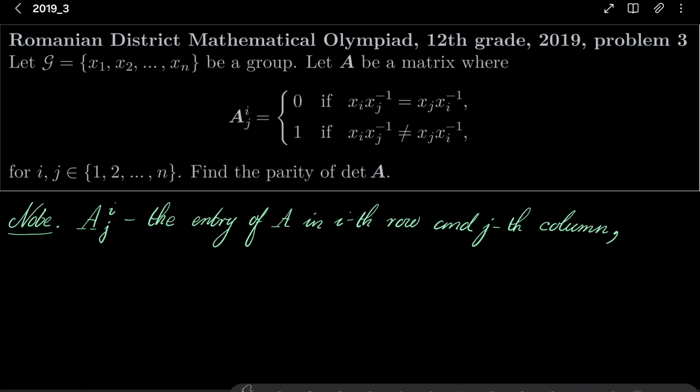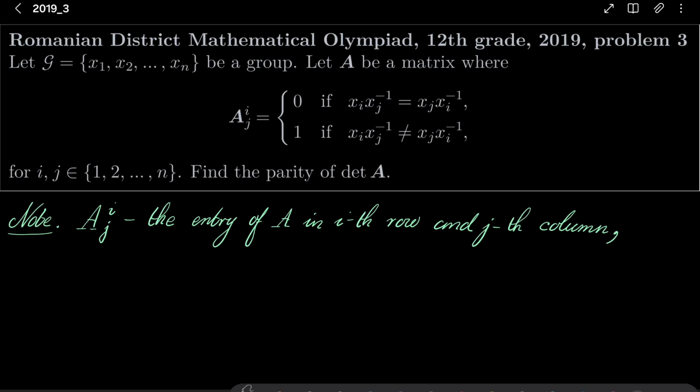Let A be a matrix where A_ij equals 0 if xi xj inverse equals xj xi inverse, and it's 1 otherwise, for i and j from 1 to n. We wish to find the parity of this determinant. The parity, not the exact value, because it's rather possible to do, but just the parity.